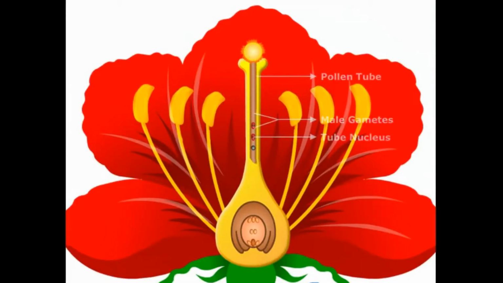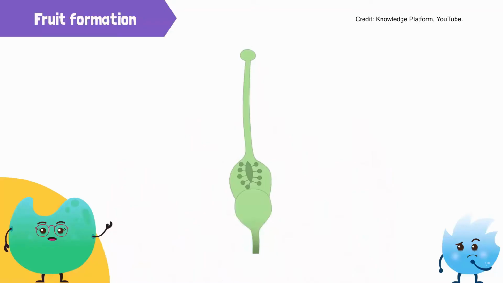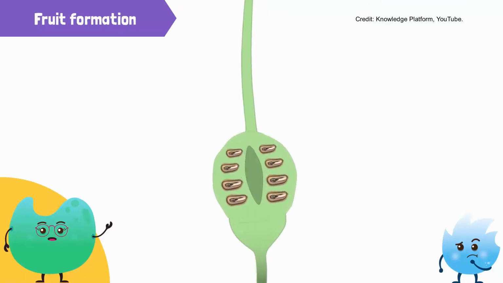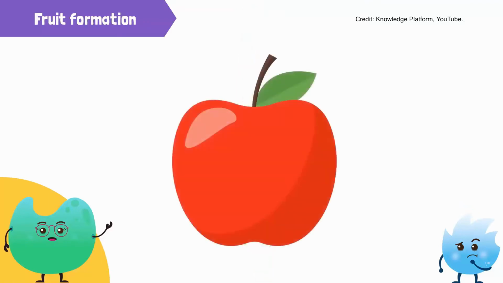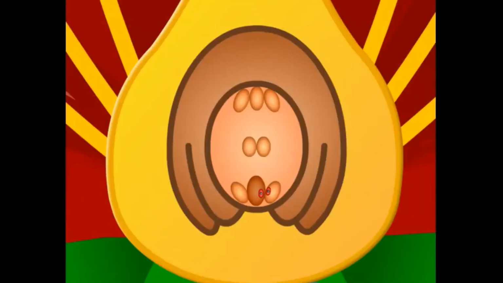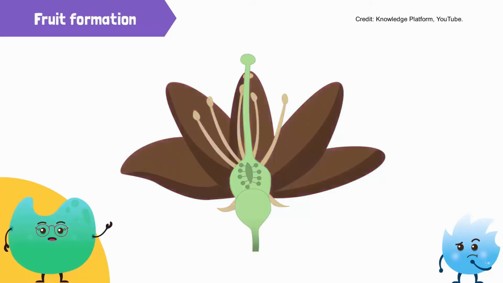Once that happens, the ovary begins to swell, and it will begin to swell, and now the tiny eggs will transform into seeds. Now the job of that swollen ovary or the fruit is actually to protect those precious seeds. And once that happens, the floral parts are no more needed and they just wither.